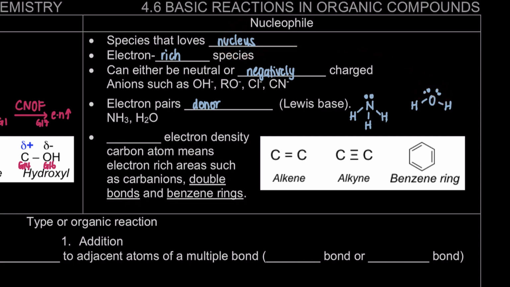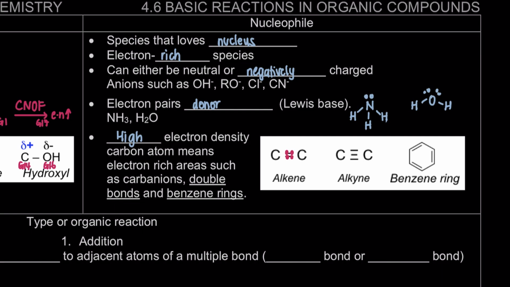Okay, and the last definition of nucleophile is where we have a high electron density carbon atom. It means electron-rich areas such as carbanion, double bond, and benzene ring. In this case, all the bond is between carbon and carbon. But then why would you call it electron-rich? Because here, between the double bond between the carbon, we actually have 4 electrons. So it means that it is electron-rich.